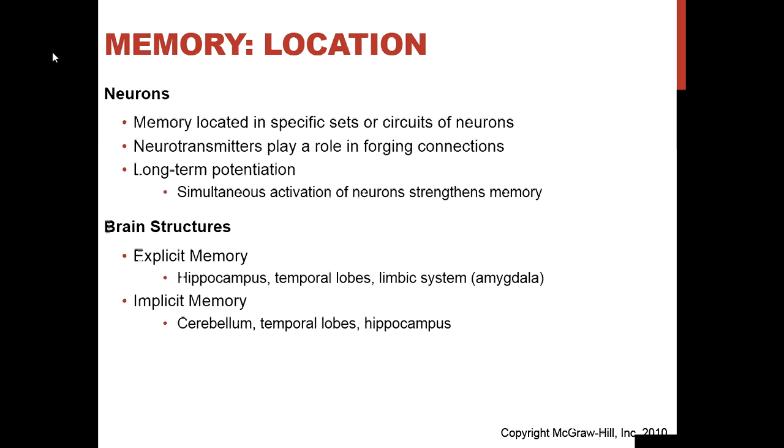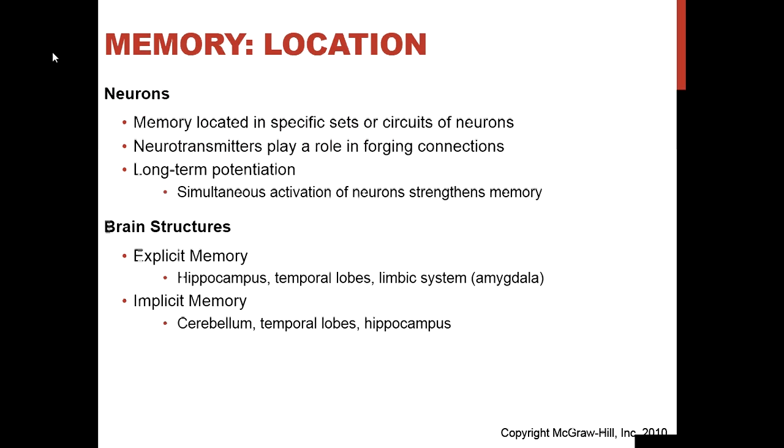And then with regards to implicit memory, we have the cerebellum. The cerebellum was important for motor movements, right? Temporal lobe, again, for memory. And, of course, the hippocampus, which is also sort of the seat of where memory will come in and then eventually be disseminated to wherever it needs to go in the brain to be remembered, okay?